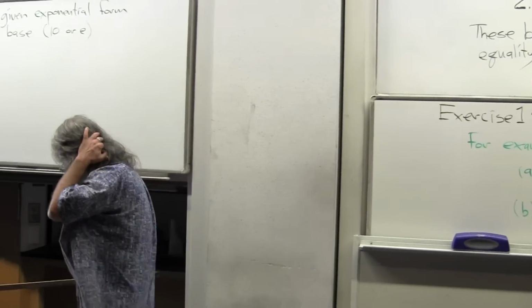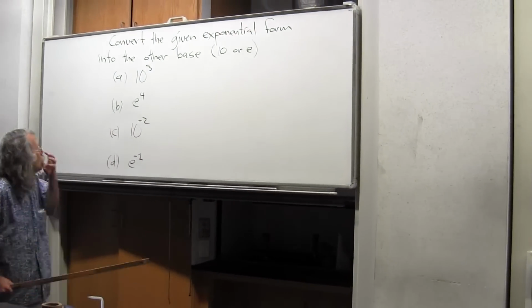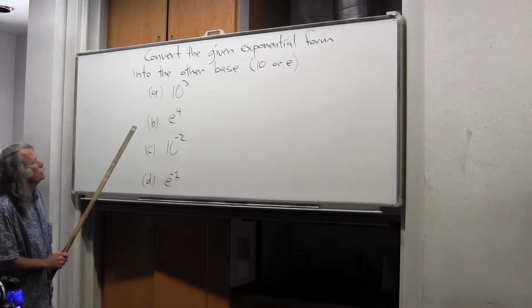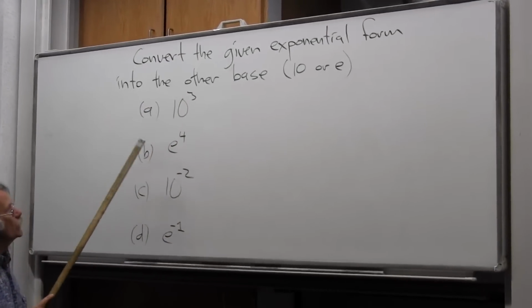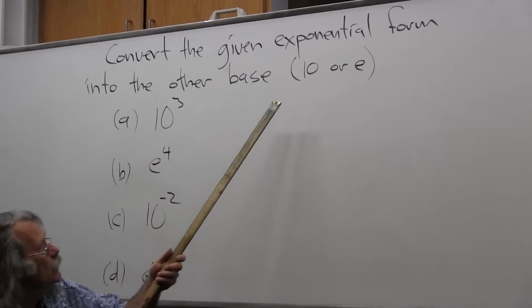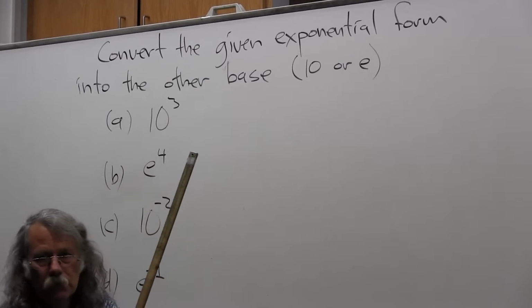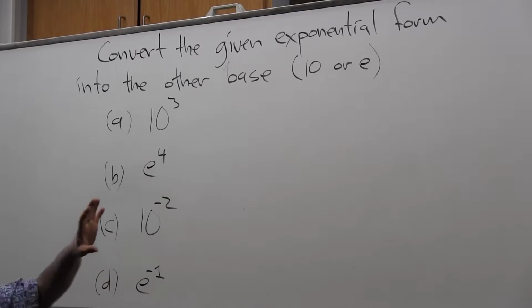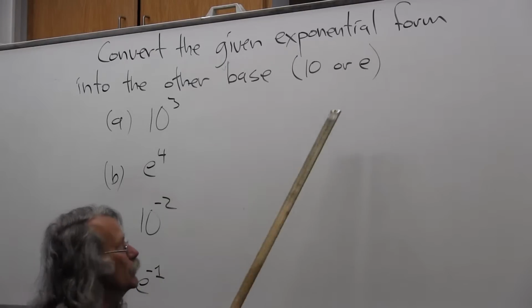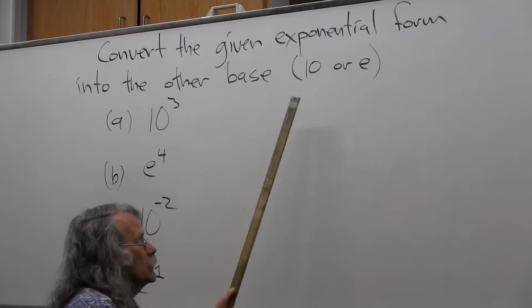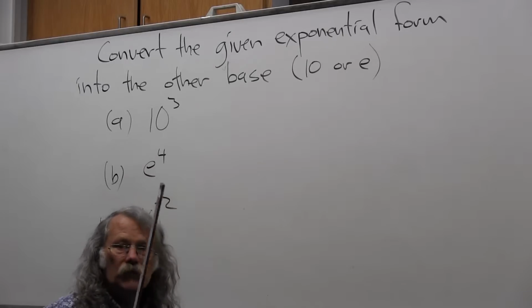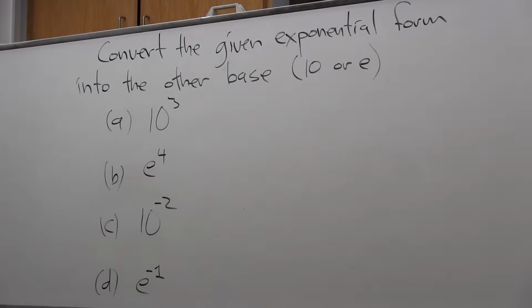And they carry the most salient features, but the first exercise is to convert the given exponential form into the other base. So we're either going to go as 10 or e. If I give you a number that's in base 10, you have to convert it to that same number in base e. Or if I give you something in base e, you have to convert it to that same number with base 10. And so example A, I have 10 cubed.